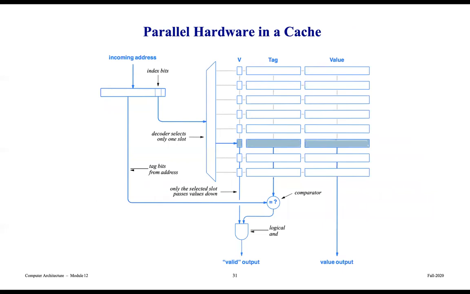Here's an illustration of the parallel hardware in a cache. And so we have the incoming address. And here we have an example where we're selecting a particular value with its tag and the value, and then what is outputted is the value output, and whether it's valid or not. Is the information found in the cache, and what is the value output for that.